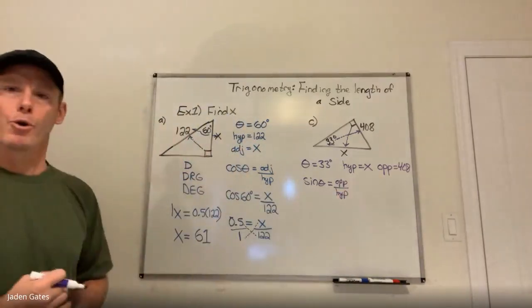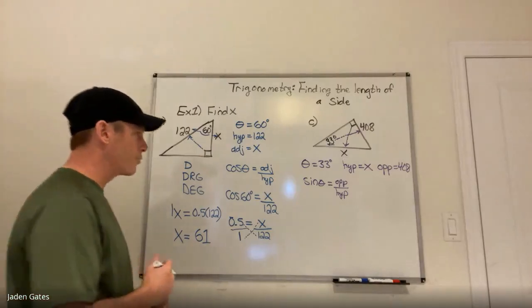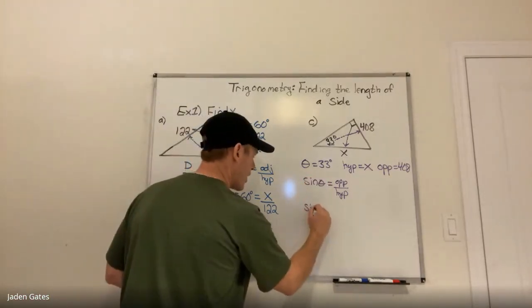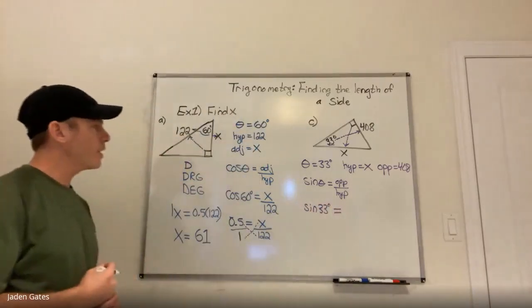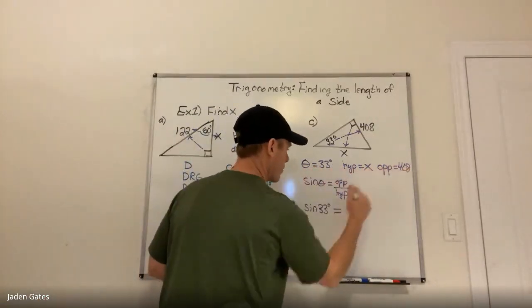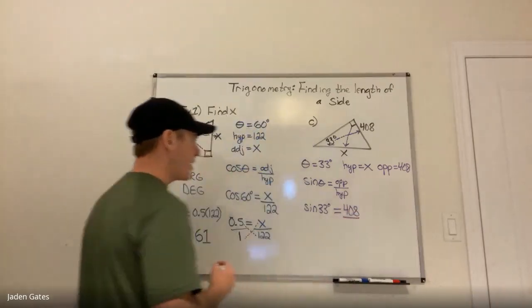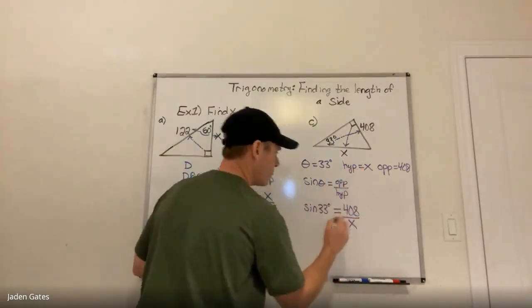So now, third step, I'm going to substitute my information in, and then I'm going to solve for my x. So sine theta, well, that's sine of 33 degrees, equals the opposite. Again, I've got my information written out, so I'll just grab it. There's a 408, there is my opposite. And the hypotenuse is in fact what we're trying to find. So that's our x value.